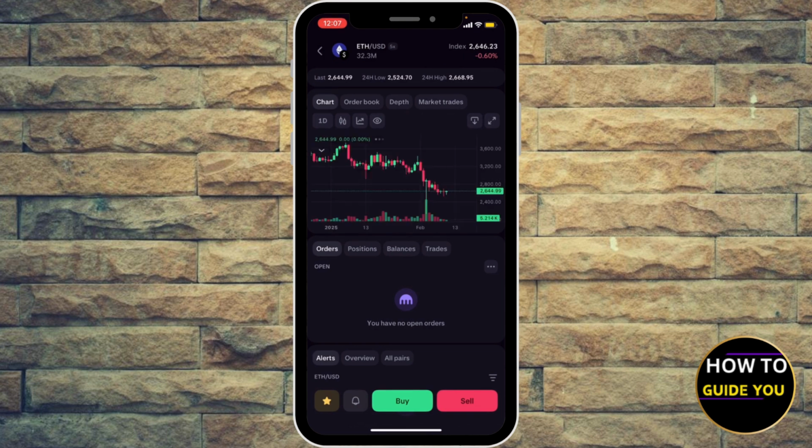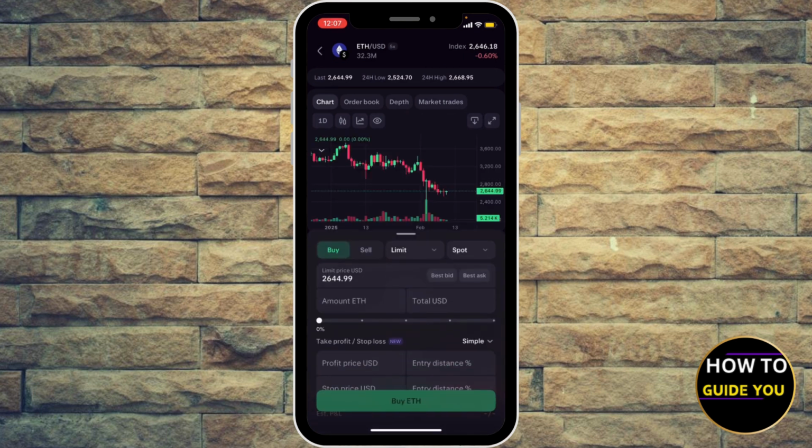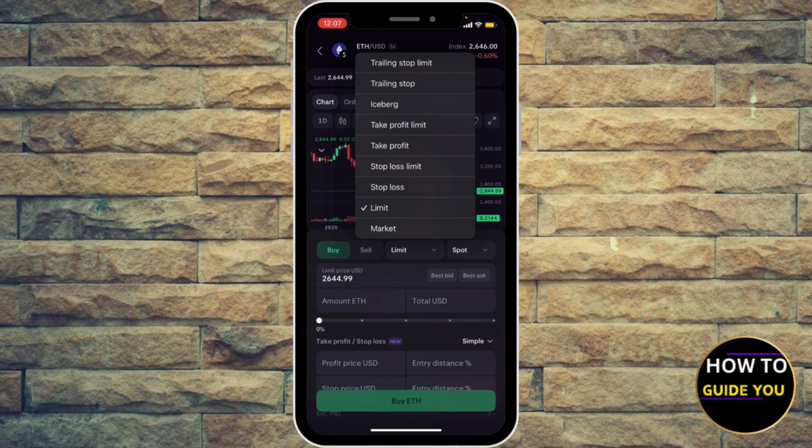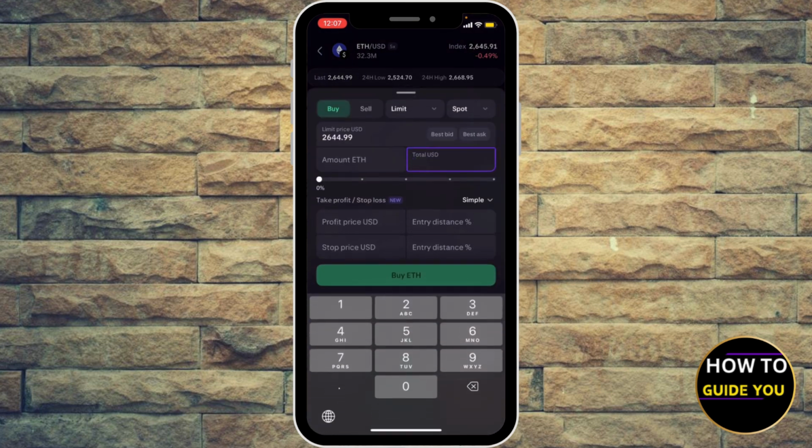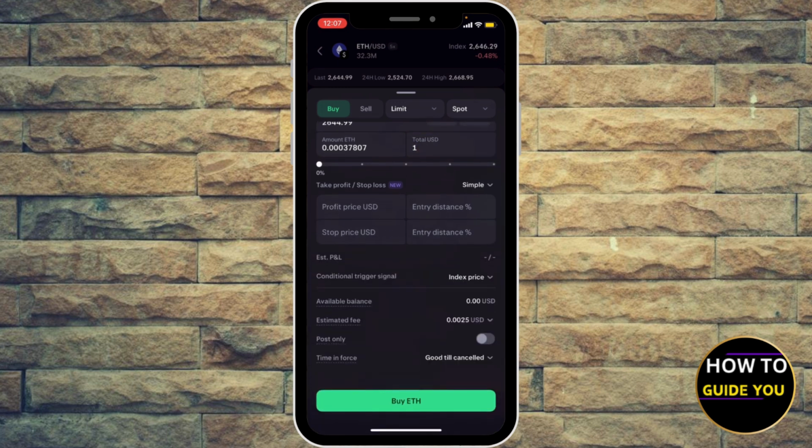So what I'm gonna do, I'm gonna buy it, and by buying it, I'm gonna select basically the type of trade: trailing stop limit, iceberg, or take profit limit, or limit or stop loss, or market, okay, to hold or sell. So I'm gonna enter the amount of money, let's say for example 1 USD, and I'm gonna set of course my take profit or my stop loss, okay, just to stop the bleeding, or stop the profit if I got a profit or a loss out of this trade.